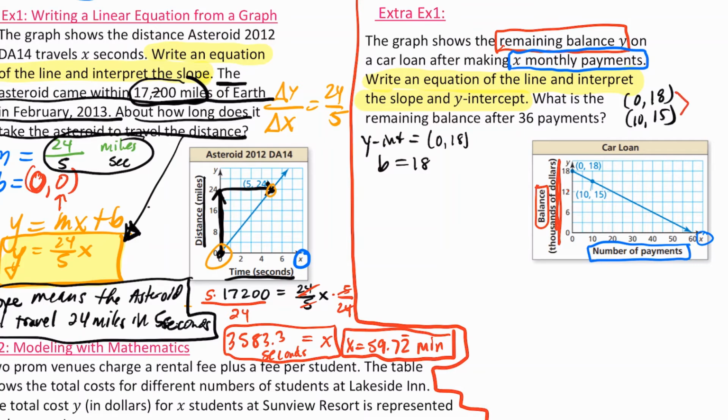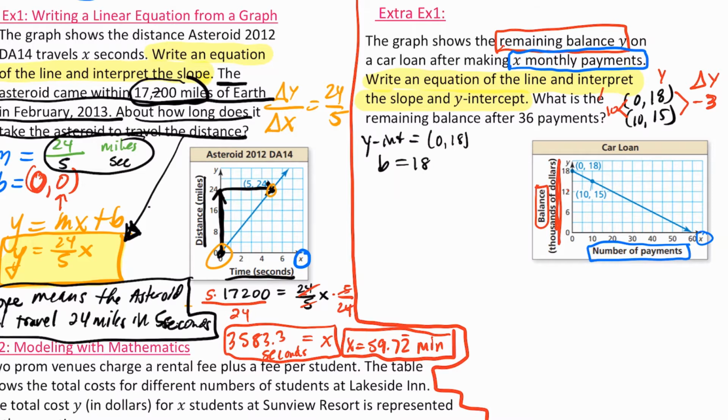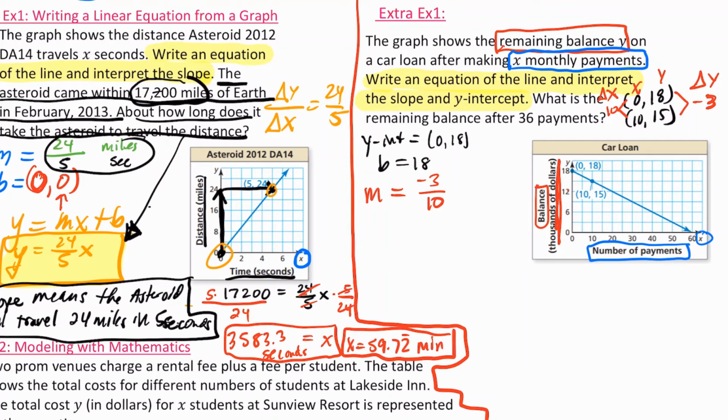So the change in y is that it goes down 3, and the change in x is that it goes up 10. So remember, this is the change in y because these are the y variables, and this is the change in x because these are the x variables. So when you write the slope, that goes change in y, or rise, over the change in x. So that's your slope. Okay, so the y is changed by 3, but they went down 3, so you need to make that negative.